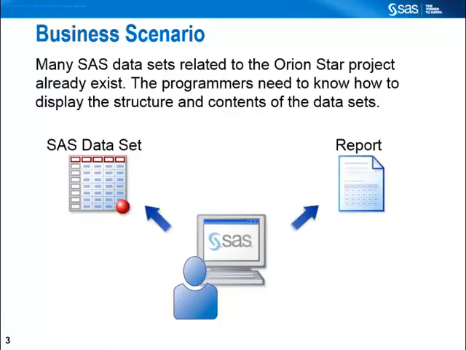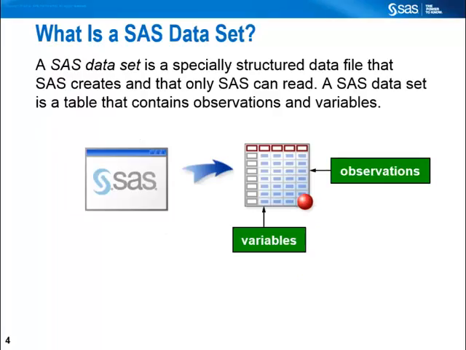The scenario that we have here is that many SAS datasets related to the Orion Star project already exist. The programmers need to know how to display the structure and contents of that dataset. What is a dataset? A SAS dataset is a specially structured data file that SAS creates and that only SAS can read. A SAS dataset is a table that contains observations and variables.